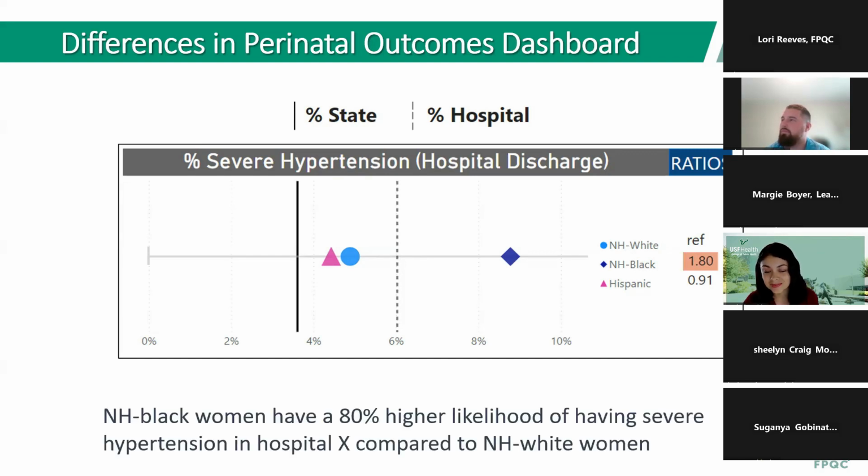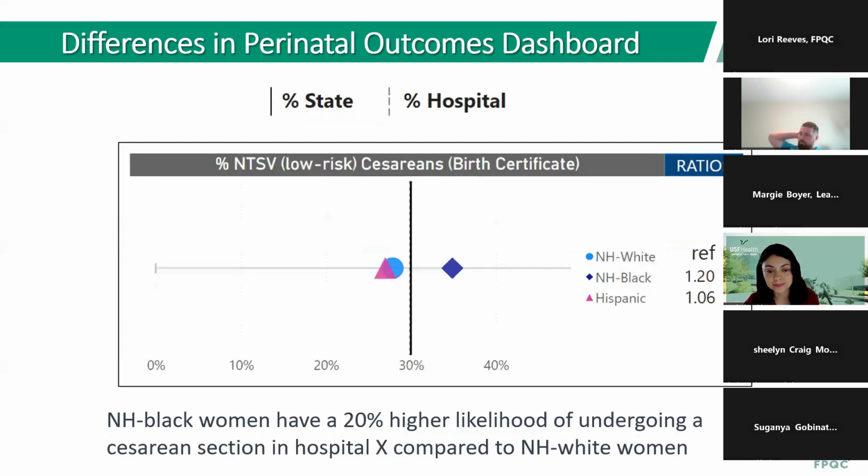But from there, the most important thing that you're going to get from this is the inference, what you're going to take from the graph and how you would write it up. So the first step in identifying these disparities is making sure that you can communicate the message to your team and to others as you build that plan. So for non-Hispanic Black women, we know that they have a higher likelihood of having severe hypertension in this hospital compared to non-Hispanic white patients. And that's the message that you need to write up when you start to put together your written action plan.